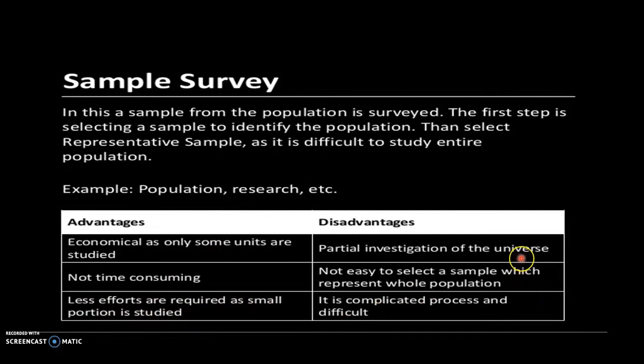Then what are the disadvantages? Only partial investigation of the universe. Then not easy to select a sample which represents the whole population. So it is a difficult process to select a sample from the whole population. Then it is a complicated process and it is very difficult.